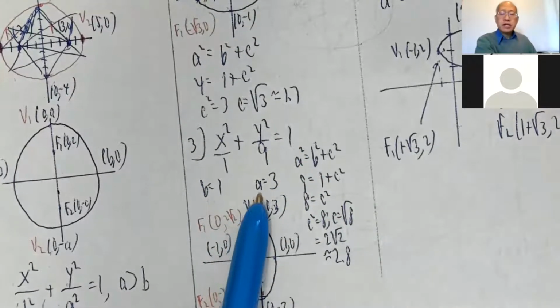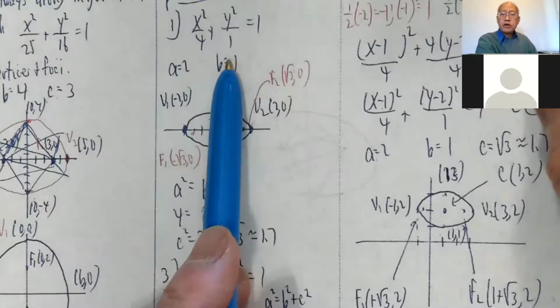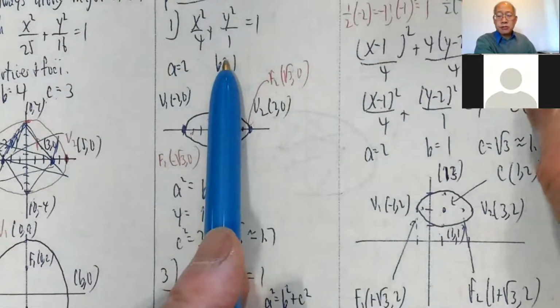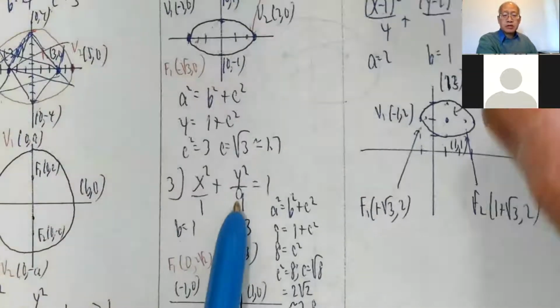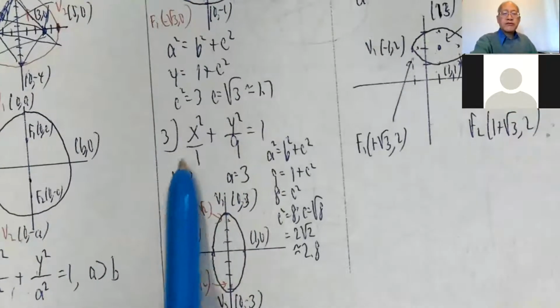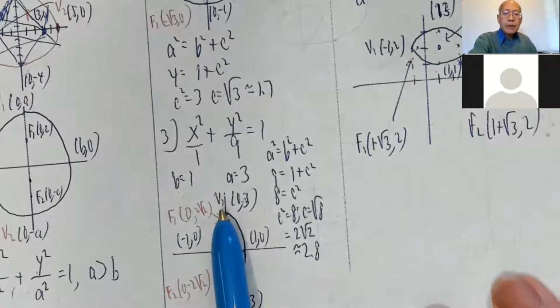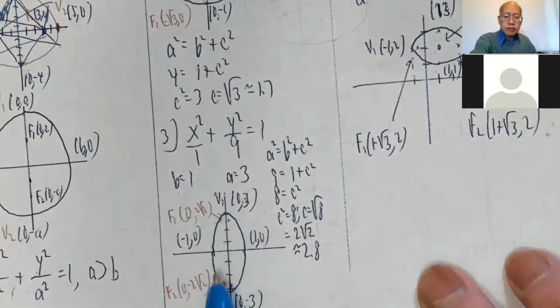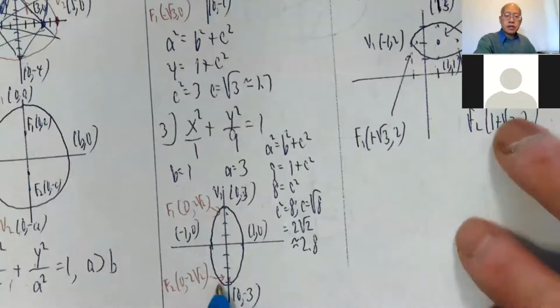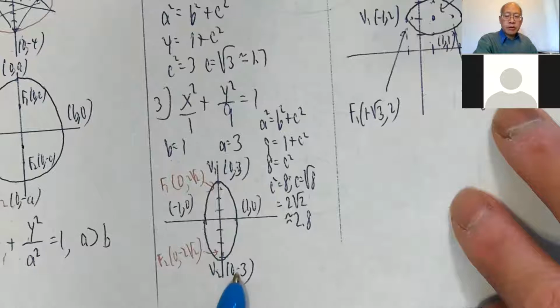So you don't necessarily go by A and B being the number underneath the x and the y. We're using the convention that A is whichever is the larger number. The square root of 9 is 3, that's bigger, so A is 3, B is 1. Left and right, I go 1 unit: negative 1, 0, 1, 0. Up and down, I go 3 units: 1, 2, 3, 1, 2, 3. These are the vertices. So (0, 3) and (0, negative 3) are my two vertices.